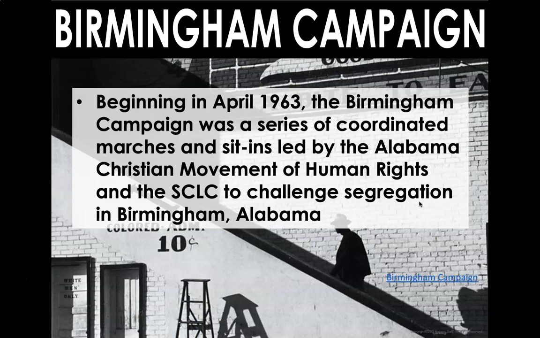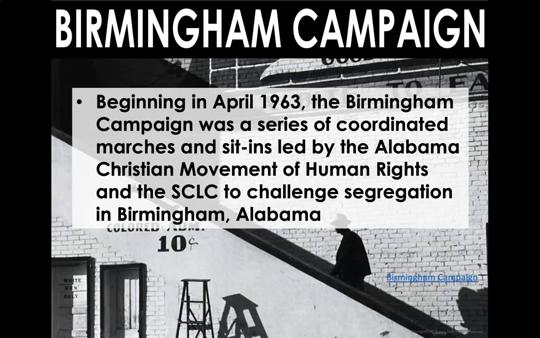We also have the Birmingham campaign, and we're going to stop a little halfway through because I know these are a lot, so I'm going to break this into two sections. Beginning in April 1963, the Birmingham campaign was a series of coordinated marches and sit-ins led by the Alabama Christian Movement for Human Rights and the SCLC, the Southern Christian Leadership Conference, to challenge segregation in Birmingham, Alabama.